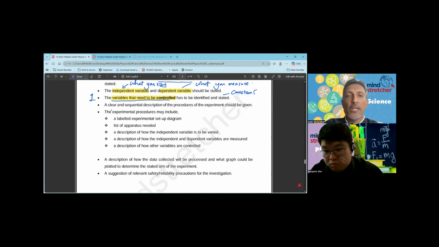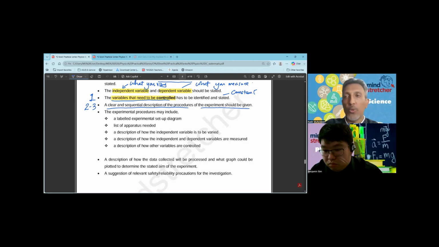Then you need to write down the clear steps of the experiment. A lot of times this will carry at least 2 marks, 2 to 3 marks, depending. This can be 2 marks or 3 marks, depending. And that's how it goes, 2 to 3 marks.